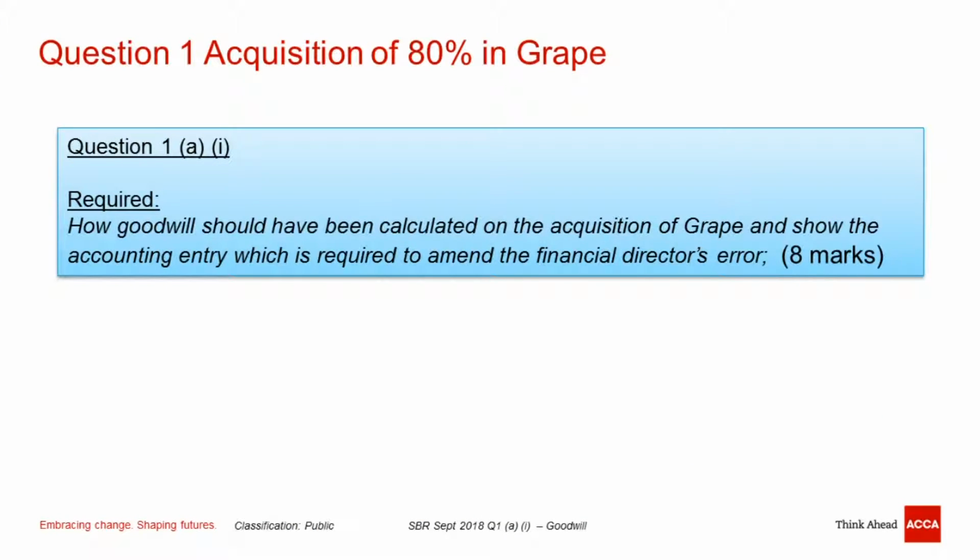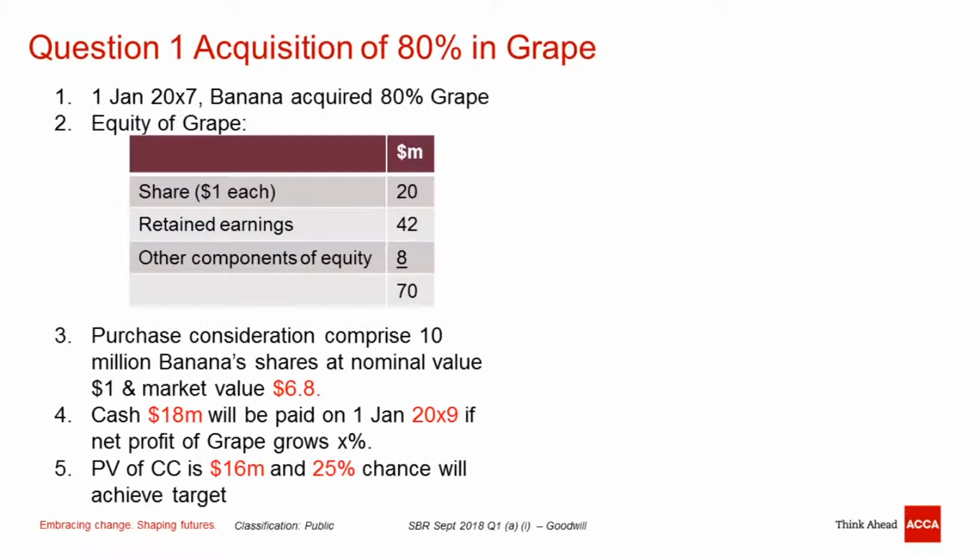Usually, I request my students to look at the required before they start off the question. In this question, it is asking how goodwill should have been calculated on the acquisition of Grape and show the accounting entry which is required to amend the finance director's error. Very clearly, we know that there will be an error, and students need to show the correct calculation of goodwill plus initiating a journal entry to correct the error, and total marks are 8 marks.